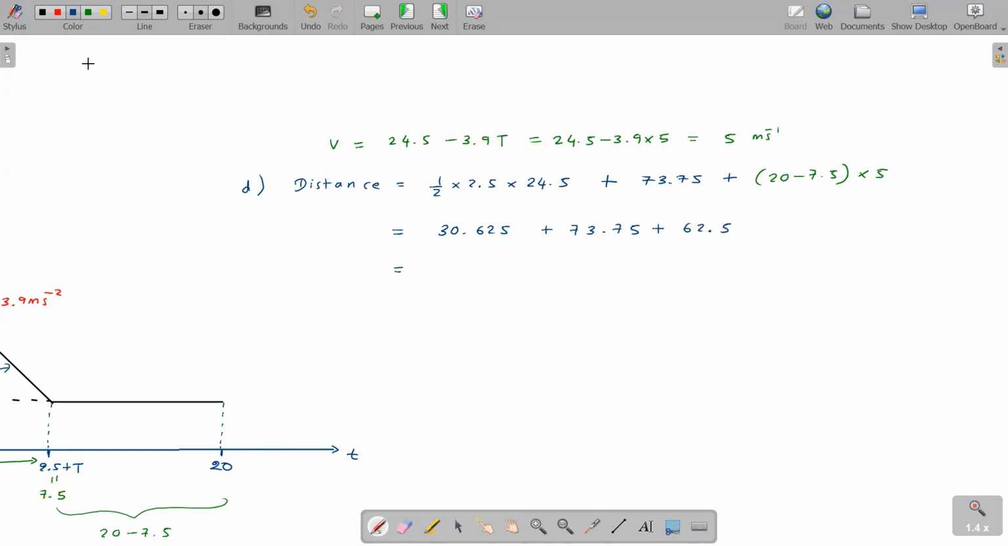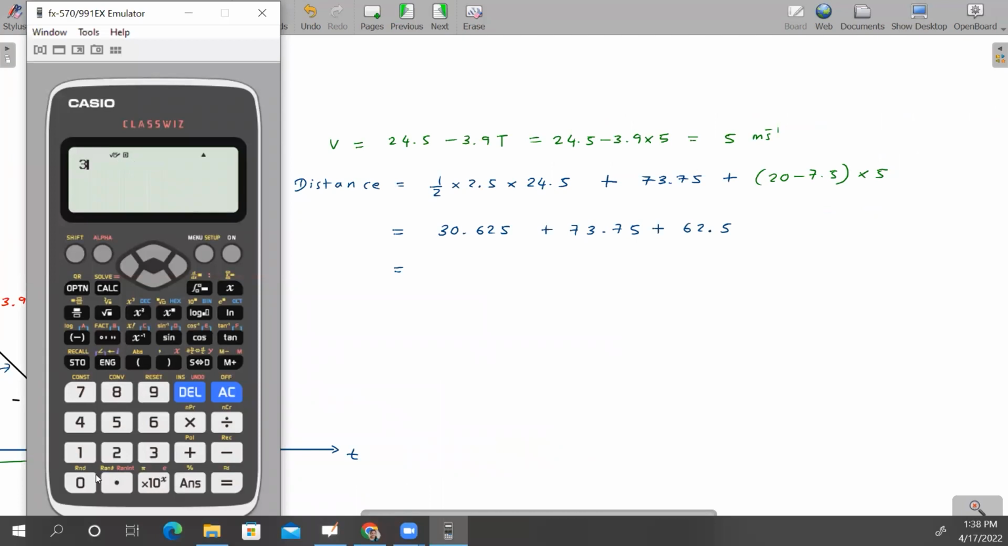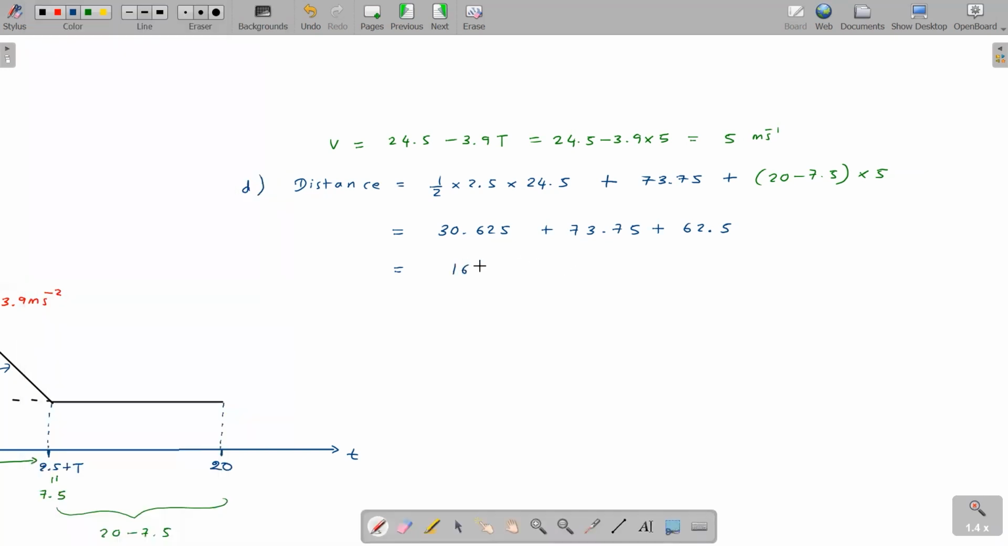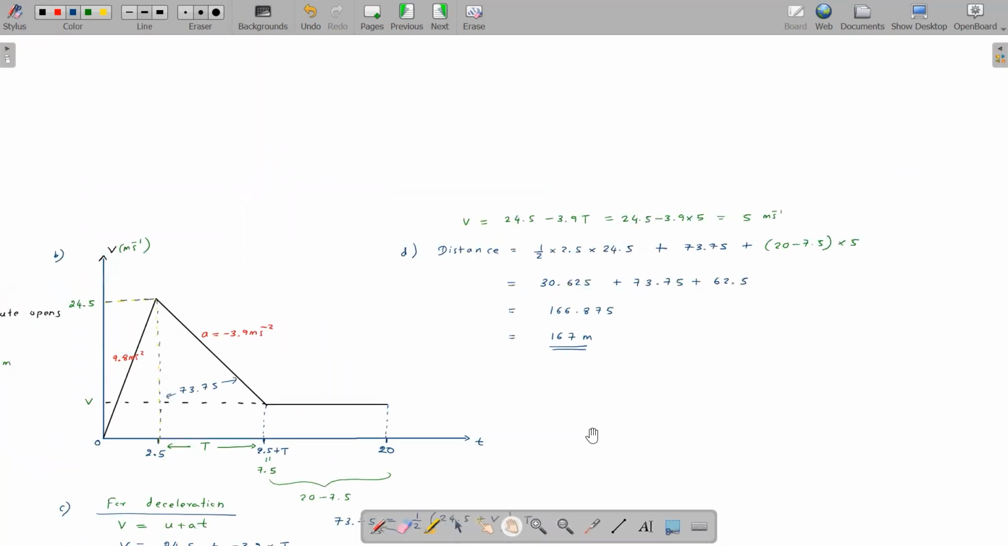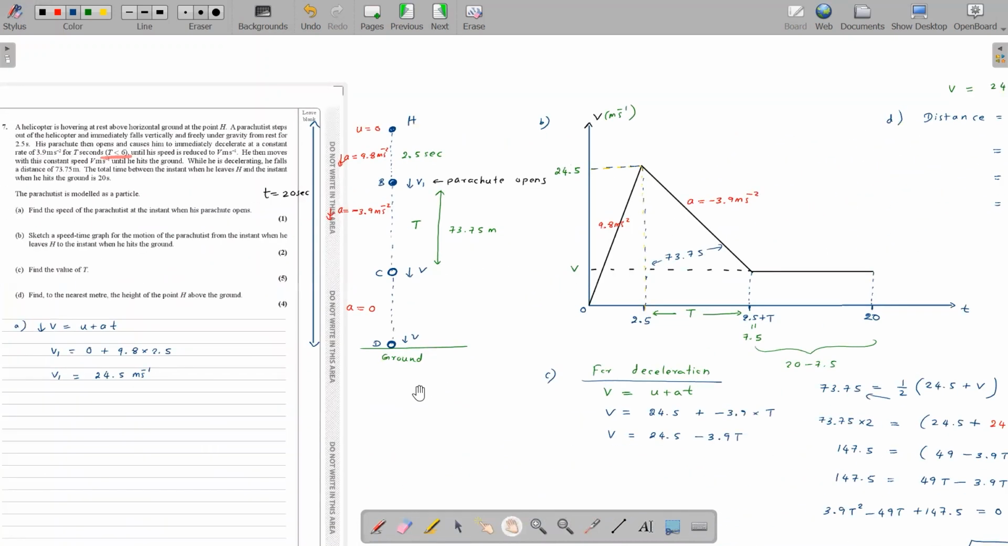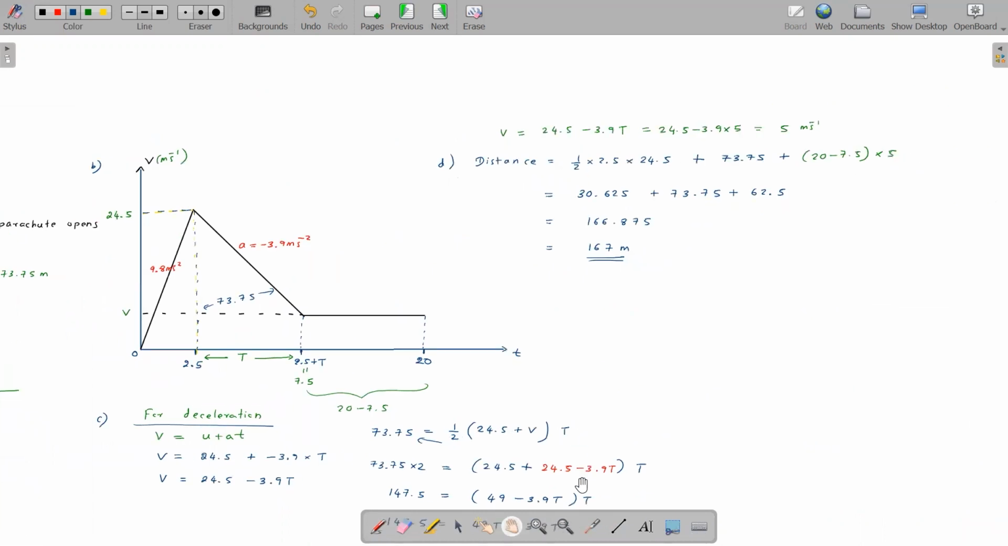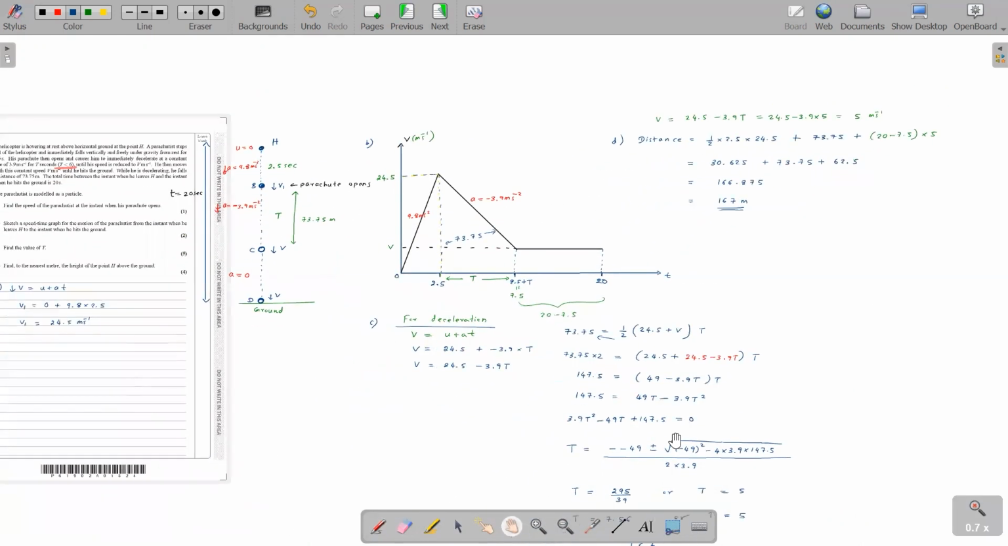Shall we add everything? So 30.625 plus 73.75 plus 62.5 equals 166.875, right? I think they have told to get the answer to the nearest meter. In the question, what's the answer to the nearest meter? 167 meters. So this is the distance the helicopter is hovering above the ground to the nearest meter. The height of the point H above the ground, the point H is 167 meters above the ground. Okay, is this clear?